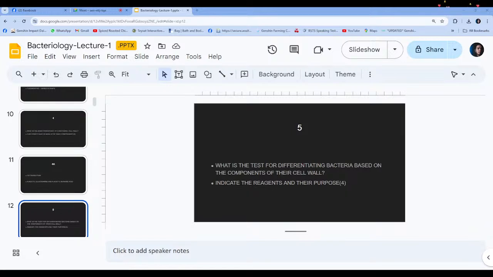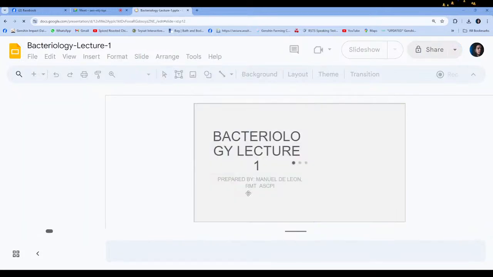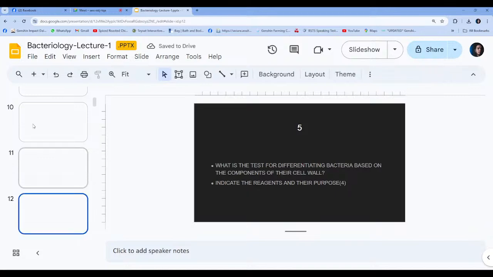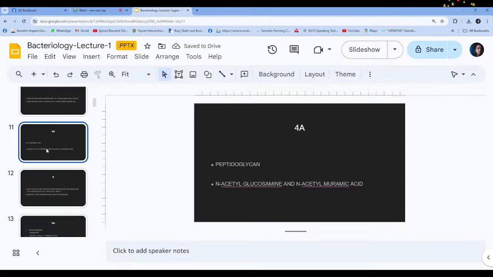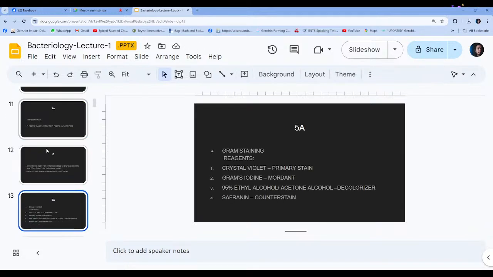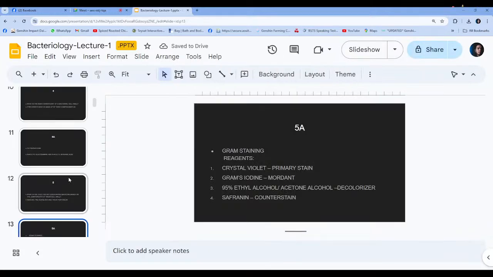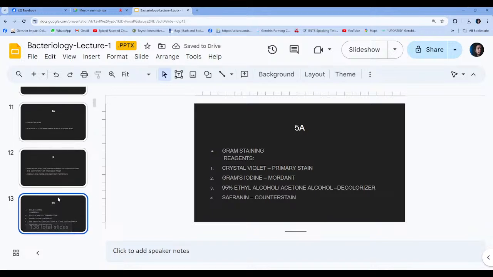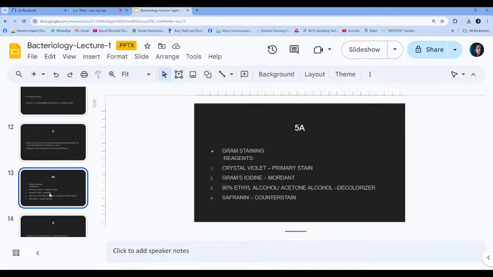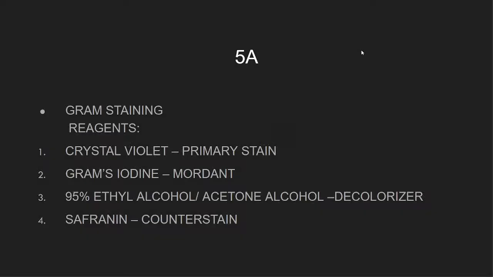Tapos po, gram's iodine po. Tapos alcohol po. For decolorizer. What type of alcohol? You have to be specific. What type of alcohol? Ethyl alcohol, sir. Ethyl alcohol, ilang percent? That's what they ask in the exams. So, di pwedeng kulang. Ilang percent?